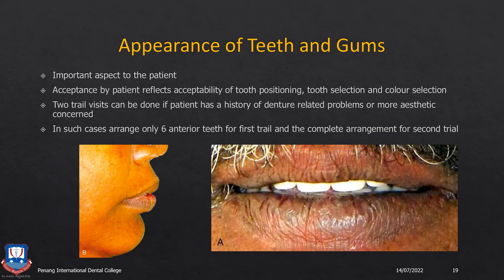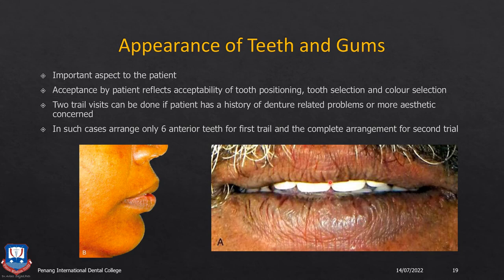Then you also need to check for aesthetics, that is proper labial fullness, and you should see whether the nasolabial fold is being obliterated or not. You should check for the proper cheek fullness. All these things need to be learned. Then you have to check for the incisal visibility in case of the upper denture.